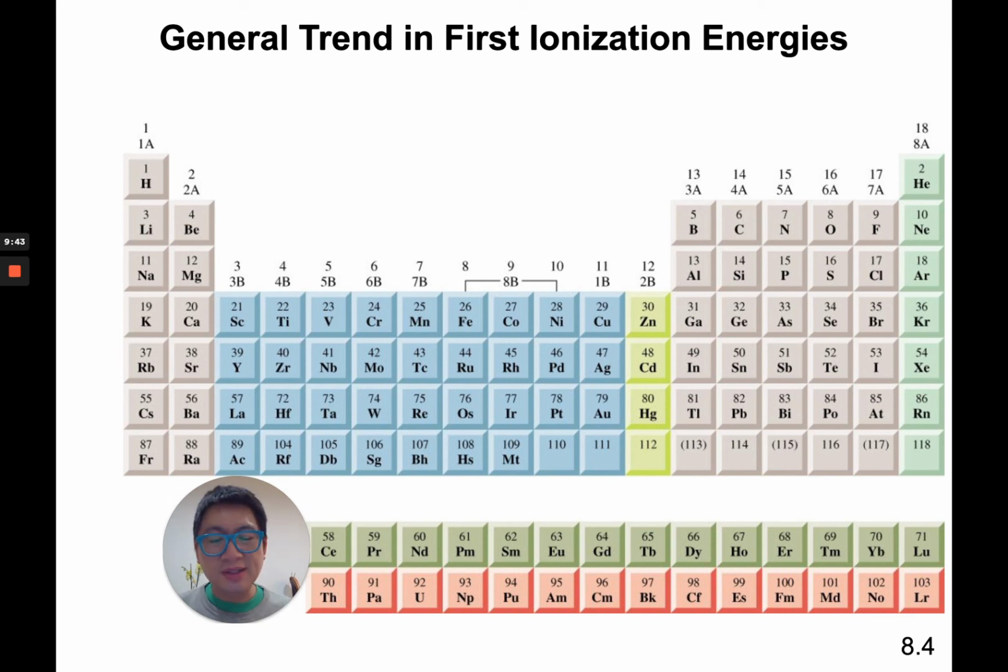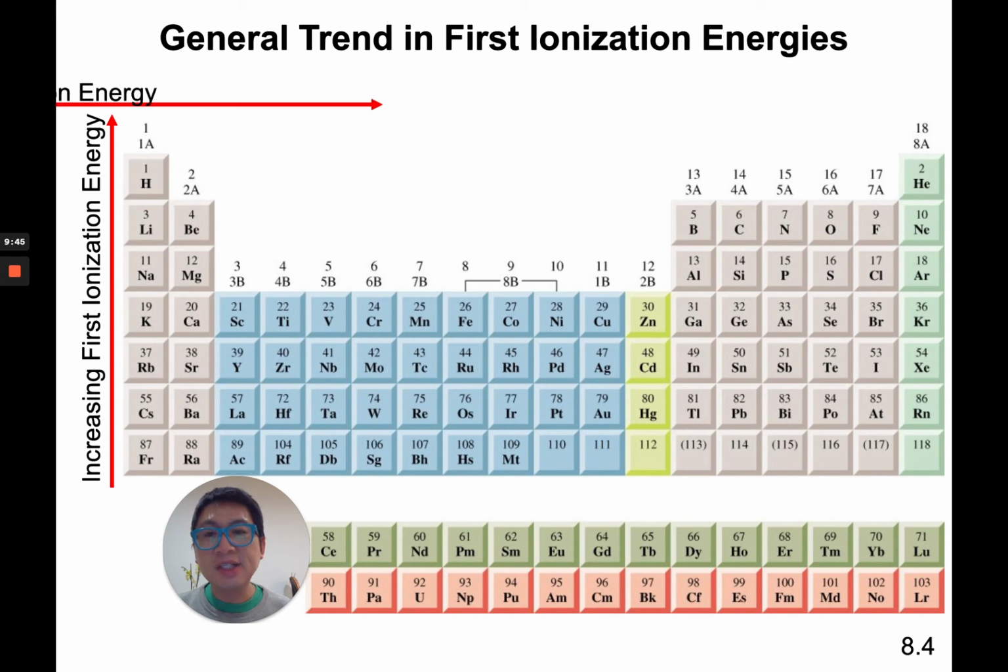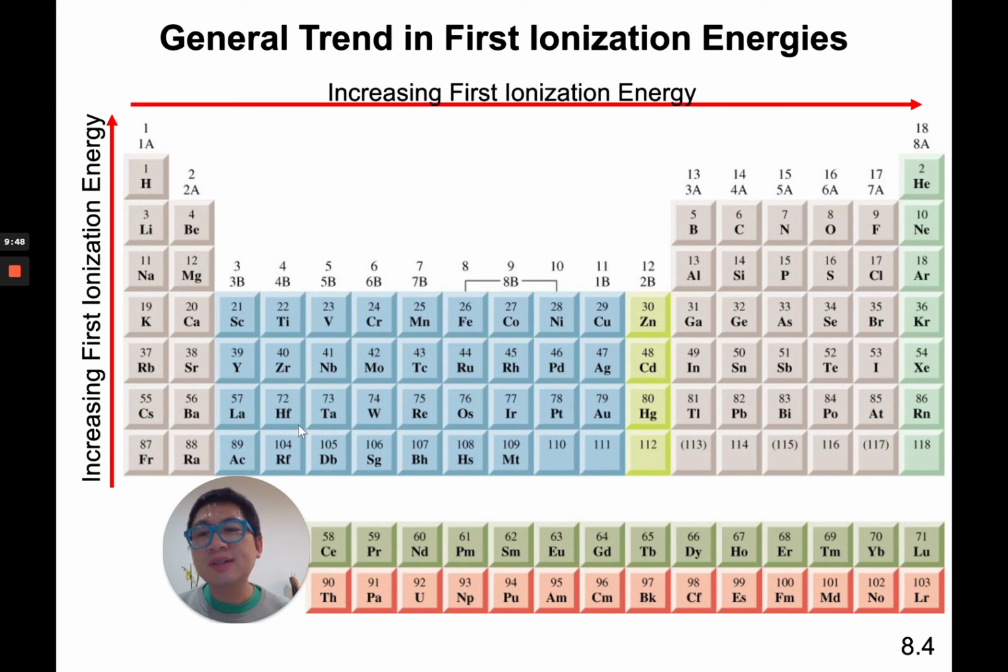Let me just show you the trends. It'll be easier. Ionization energy increases up and to the right on the periodic table. So knowing that, if I'm trying to compare, say, gallium, boron, nitrogen, arsenic, which of those elements has the highest first ionization energy? Well, based on the trends, it increases up and to the right.